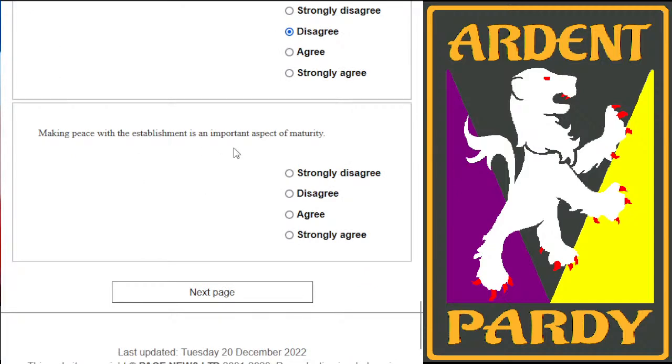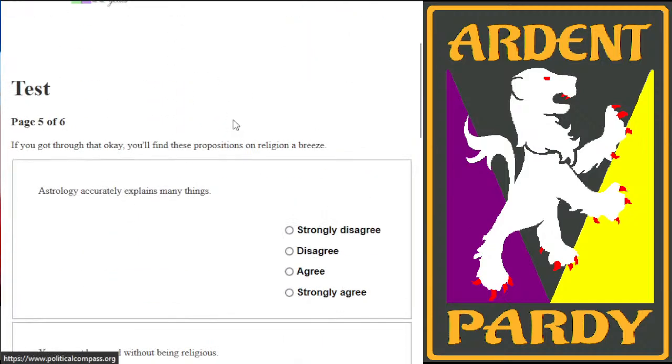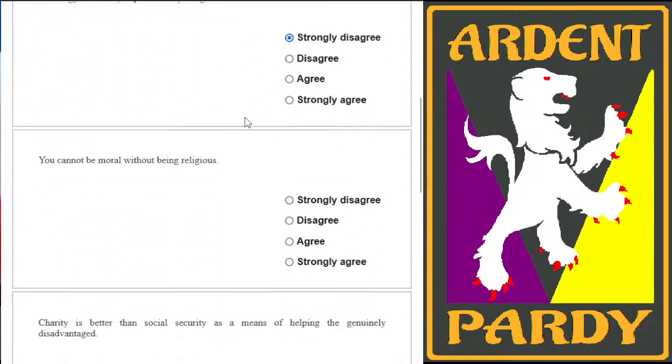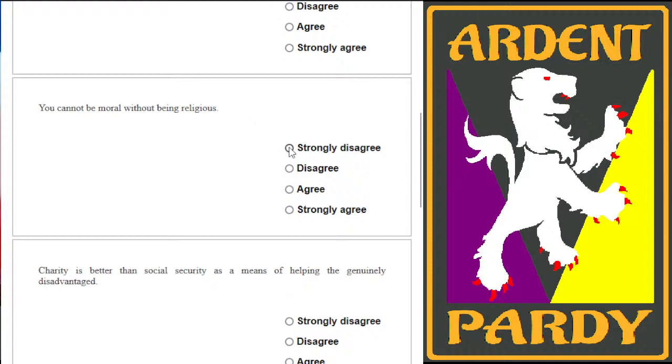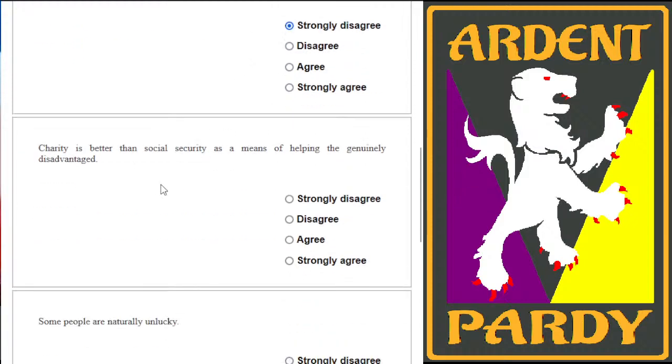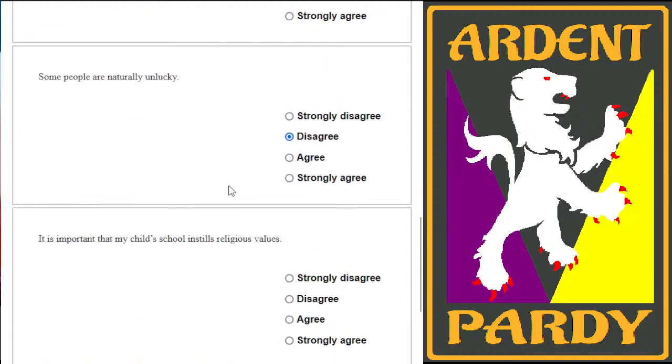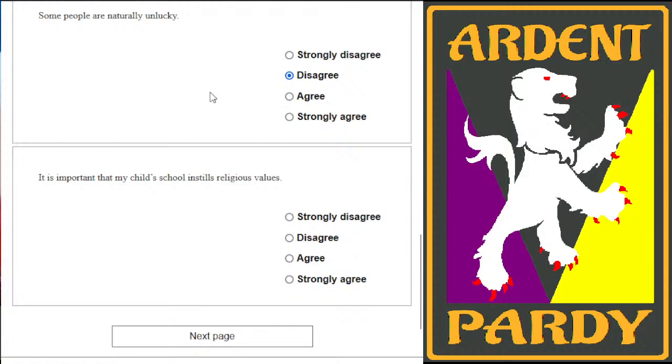Making peace with the establishment. No, fuck off. Never make peace with the establishment. Question authority and never, ever give an inch. Astrology accurately explains many things. Good God, no. You cannot be moral without being religious. Not true. Charity is better than social security as a means of helping the genuinely disadvantaged. I tend to agree. Some people are naturally unlucky. I disagree. I don't believe in luck that strongly. It is important that my child's school instills religious values. Not for me.